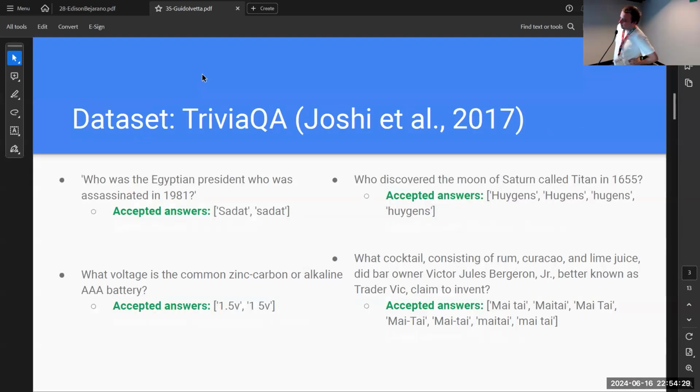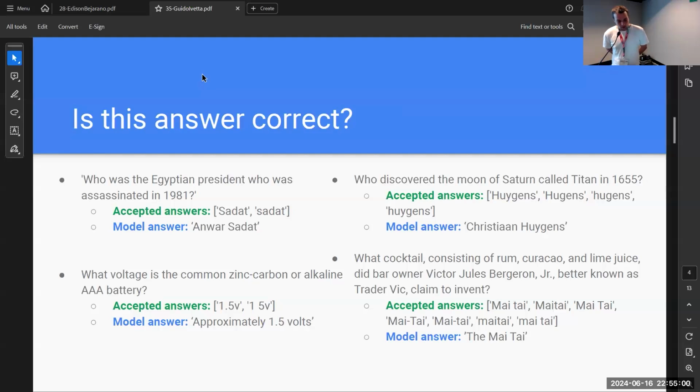This is the data set. It's called Trivia QA, and you just get, as I said, straightforward questions and answers. So you get a question, for example, what was the Egyptian president who was assassinated in 1981? And you get a list of accepted answers, so Sadat with lowercase, and what's the voltage of the AAA battery? And you just get a list of possible answers. And when you prompt the model, you might get something like this: Anwar Sadat, approximately 1.5 volts.